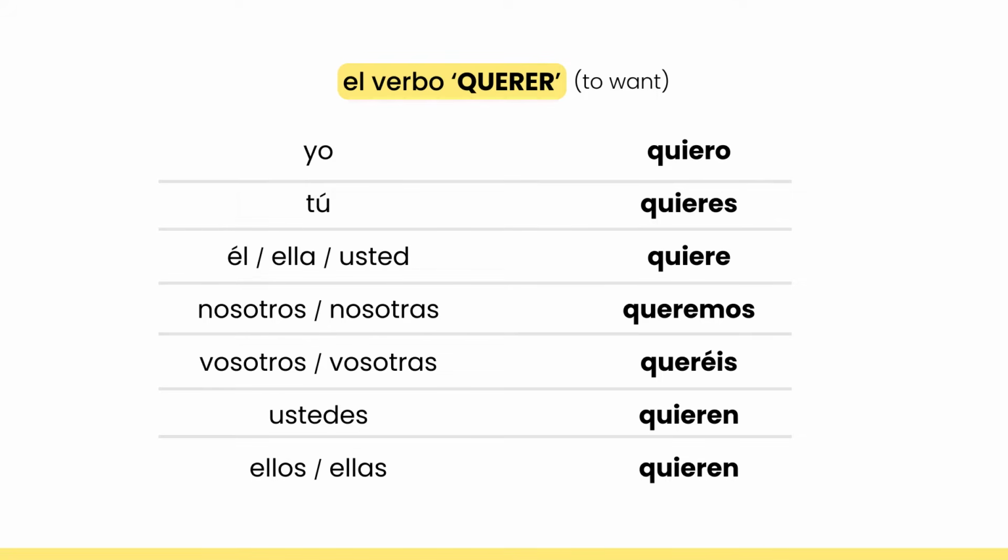Alright, and then as another example, we also learned to build sentences using these subject pronouns together with the matching conjugation of a verb. So if you look at the verb querer, which is to want, then when we say I want, we say Yo quiero. When we say you want, we say Tú quieres. And so on and so on.